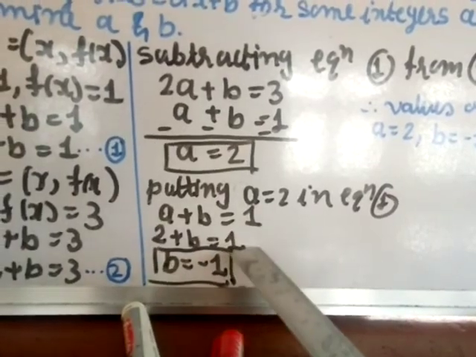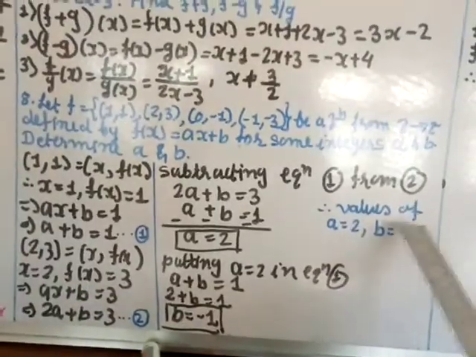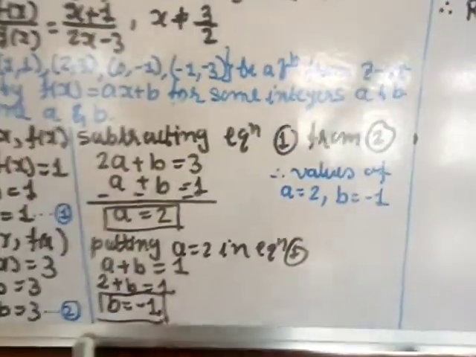Transferring here, minus 2. 1 minus 2 gives you minus 1. So we can say the values are a equal to 2 and b equal to minus 1. So that is the solution for question number 8.